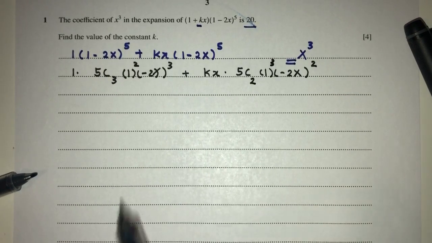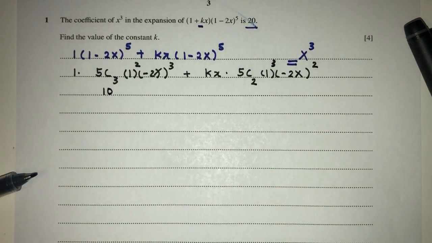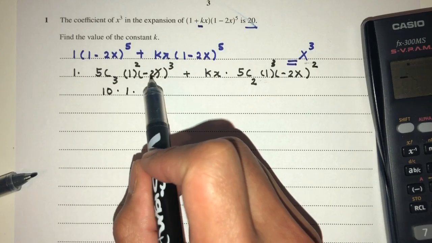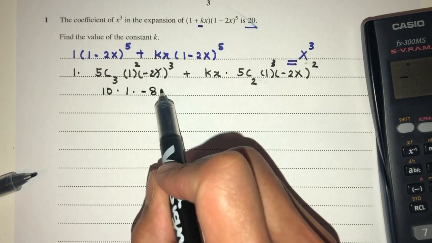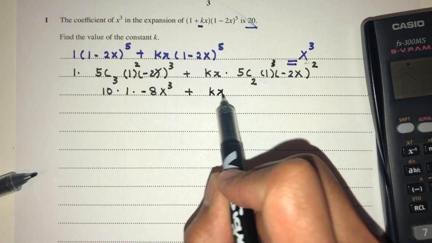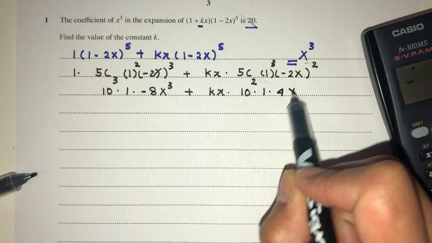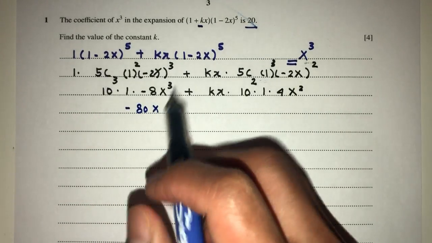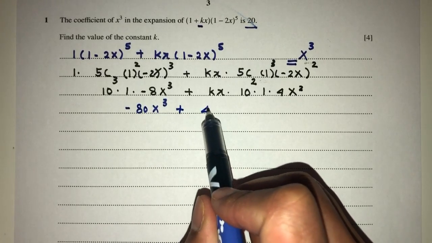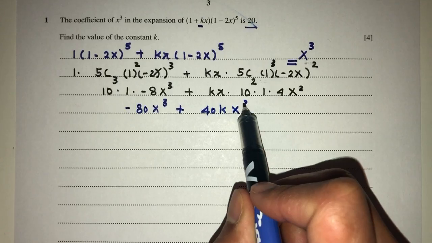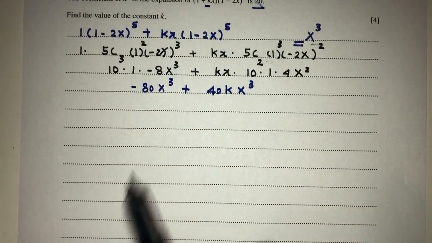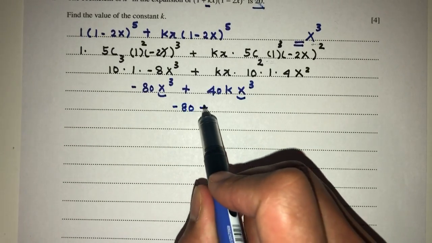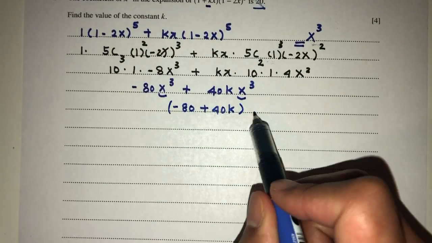Now we can simplify one by one. So 5 choose 3 is 10. You can check. So 5 choose 3, 10. 1 squared is 1, and this will be, so we have minus 2 cubed, that will be minus 8 x cubed, plus kx, and that will be 10 as well, 1, 4x squared. So now we have to simplify. So here will be minus 80x cubed plus 40kx cubed. So now we can factorize the x cubed outside. So you will have minus 80 plus 40k, and outside is x cubed.